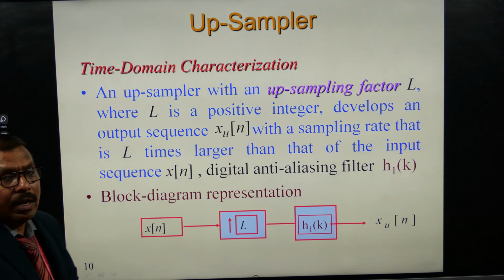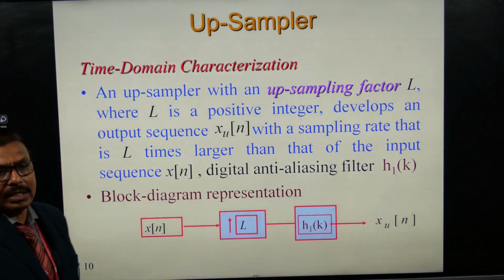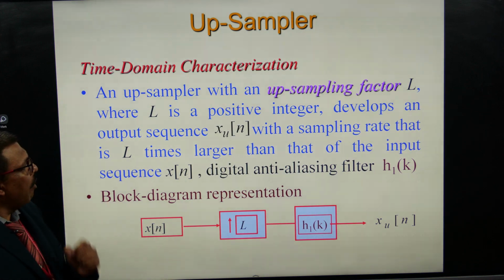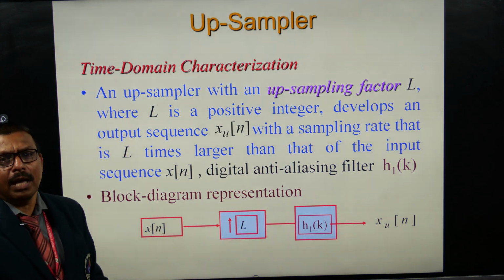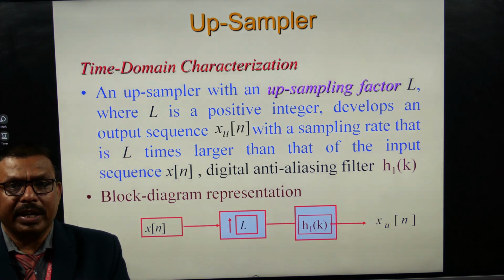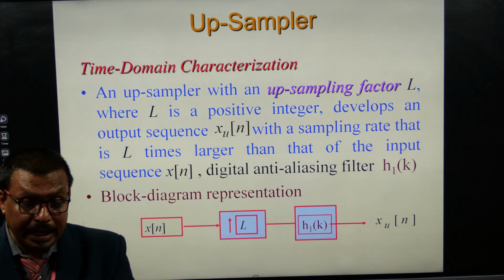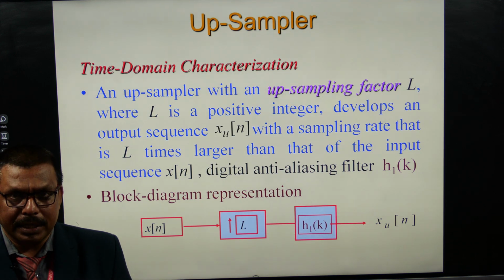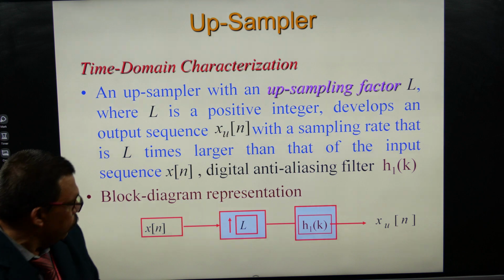Now the upsampler, time domain characterization. An upsampler with an upsampling factor L, where L is a positive integer, develops an output sequence xu[n] with a sampling rate that is L times higher. In the upsampler, we add zeros between samples: L minus 1 zeros are inserted between every two samples. That means between each pair of original samples, we add L minus 1 zeros.